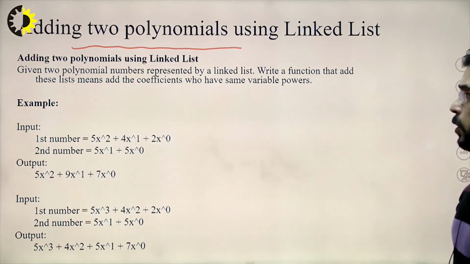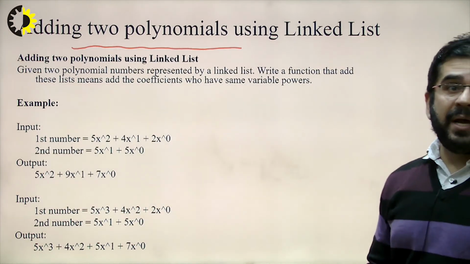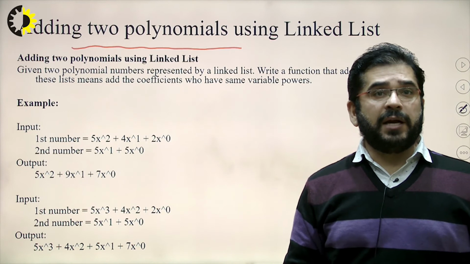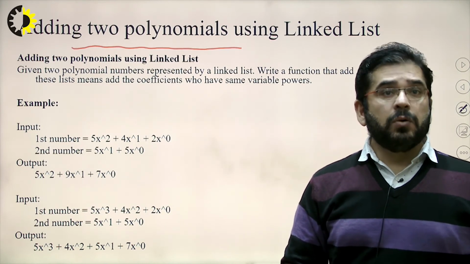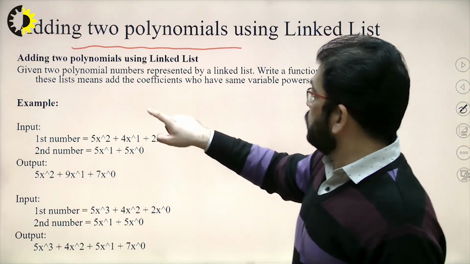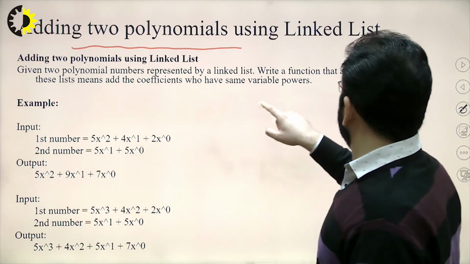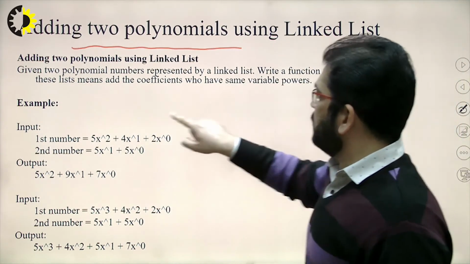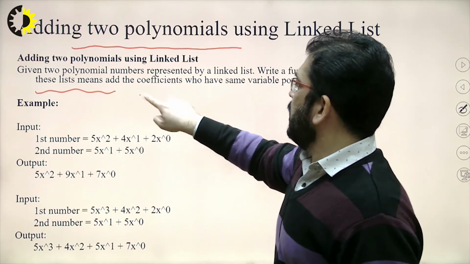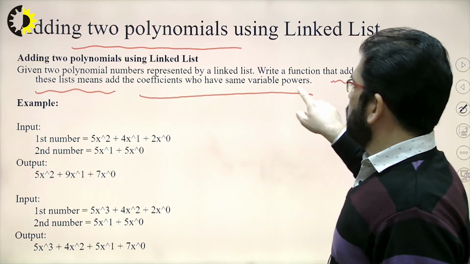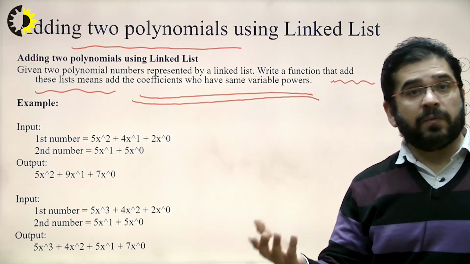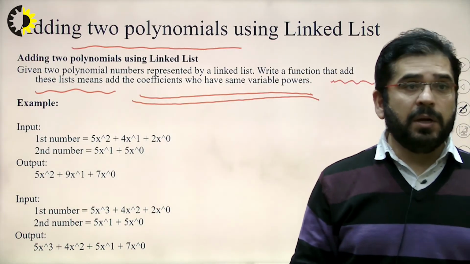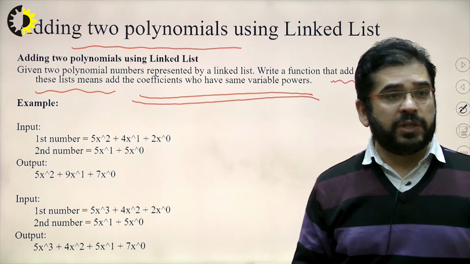Given 2 polynomials represented by linked lists, first we need to write a function that adds these lists, meaning add the coefficients that have the same variable power. This is the logic. X raised to power 1 will be added with x raised to power 1, x raised to power 2 will be added with x raised to power 2.